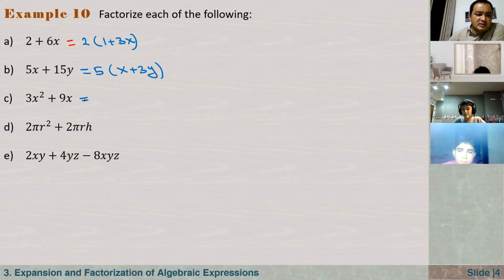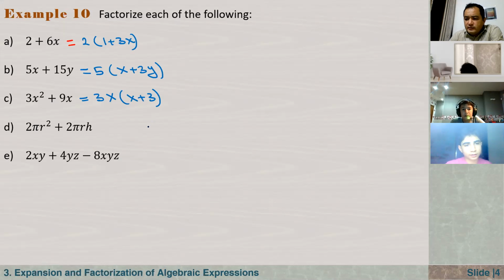Musa, can you factorize this, 3x squared plus 9x? Can you tell me how we can factorize it? The common factor is 3x. Not 3, but 3x is the common factor. So here we have 3x times (x plus 3). 3x times x is 3x squared, and 3x times 3 is 9x.